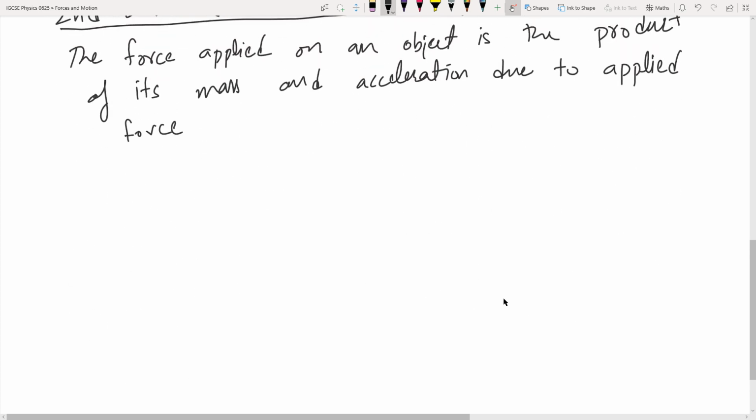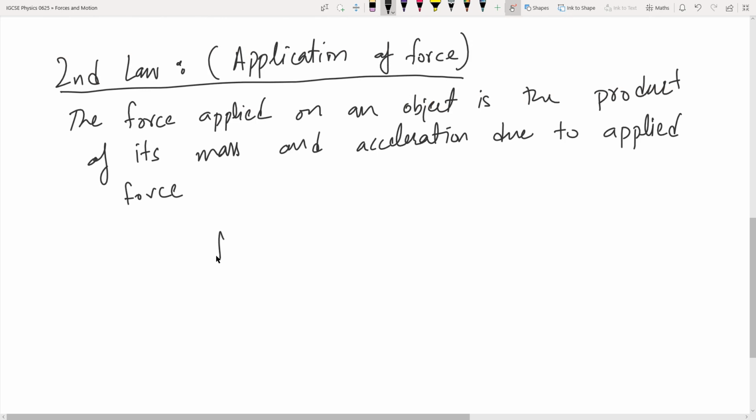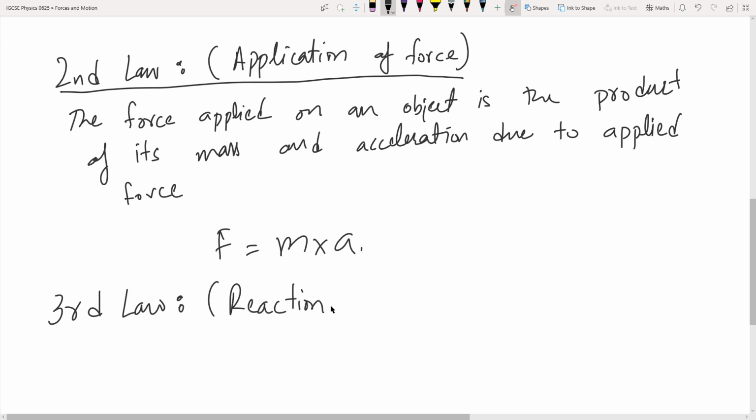So we can simply define it as F is equal to M into A, right? So that's the second law. I'm not going to define this much. I'm just going to move forward to the third law, which is critically the most important one and the most universally applicable law, Newton's third law of motion, which is reaction to a force.